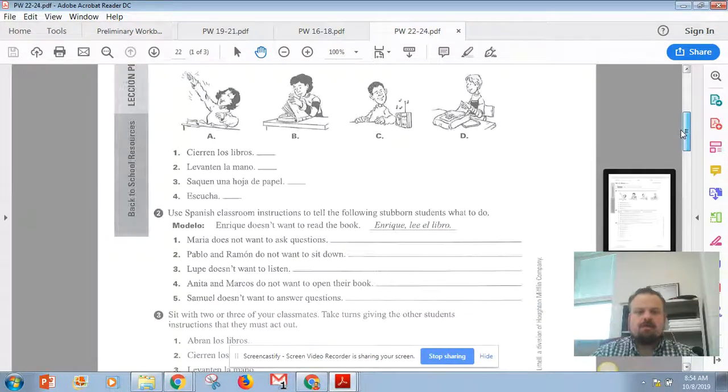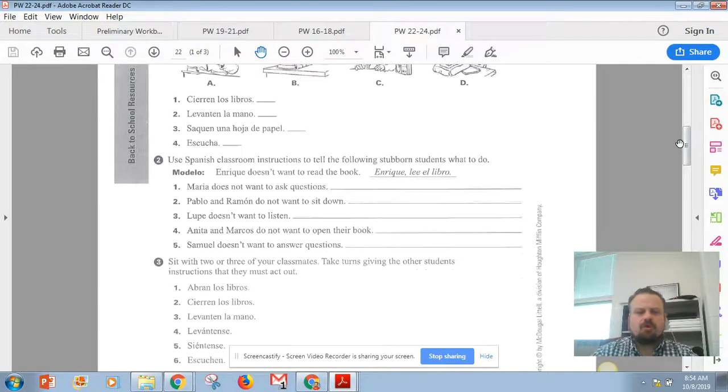And number 2, this was a little tricky, but if you look at the modelo on the example, Enrique doesn't want to read a book. So then you must say, Enrique, lee el libro. So now we're using the command to read to tell Enrique, hey, read your book. If number 1, Maria doesn't want to ask a question, we're going to say, Maria, ask another student a question or ask the teacher a question to start practicing that command of asking questions. Pablo and Ramon don't want to sit down. So say, Pablo and Ramon, sit down.